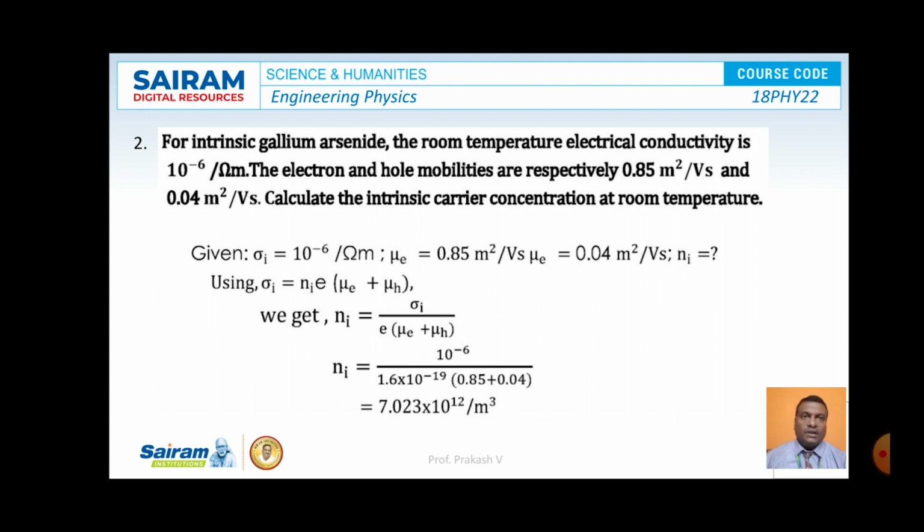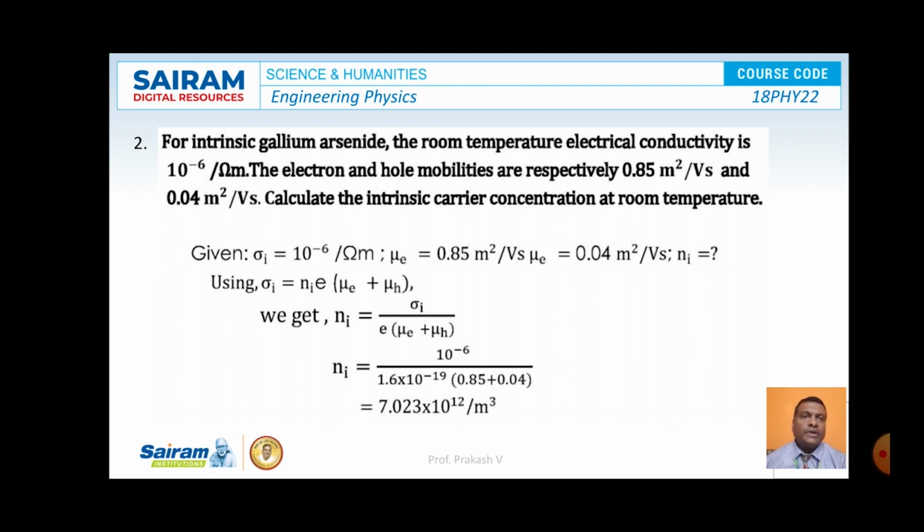So here, for intrinsic semiconductor, the electrical conductivity sigma i is given as 10 to the power of minus 6 per ohm meter, the mobility of electron mu e is 0.85 meter square per volt second, and the mobility of holes mu h is 0.04 meter square per volt second. We know that sigma i is equal to Ni into e into (mu e plus mu h). Therefore, Ni is sigma i divided by e into (mu e plus mu h).